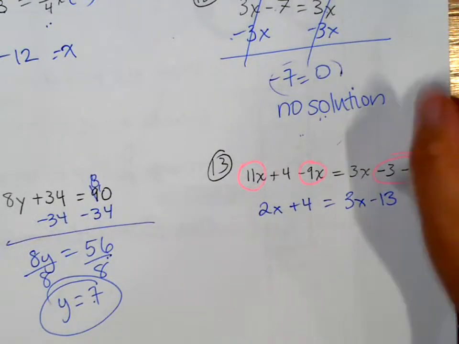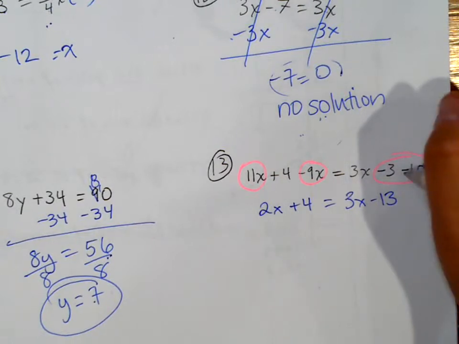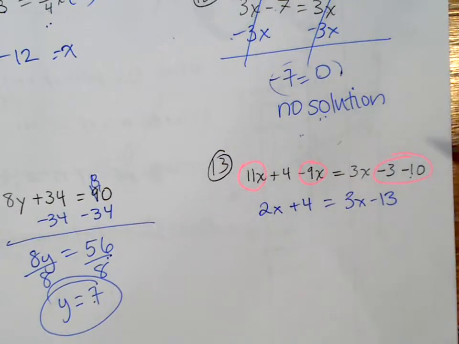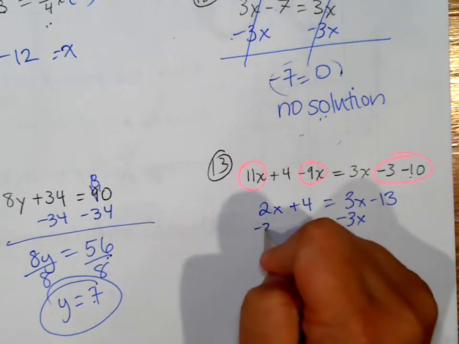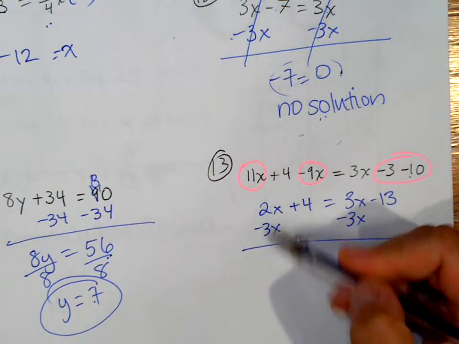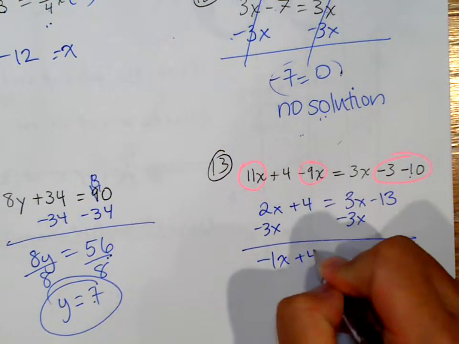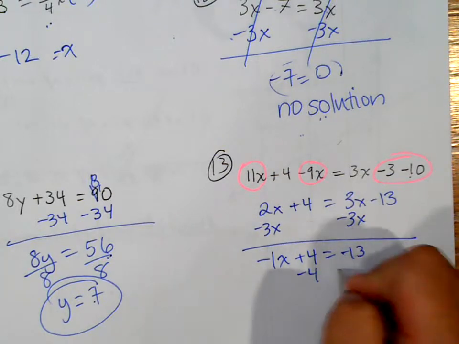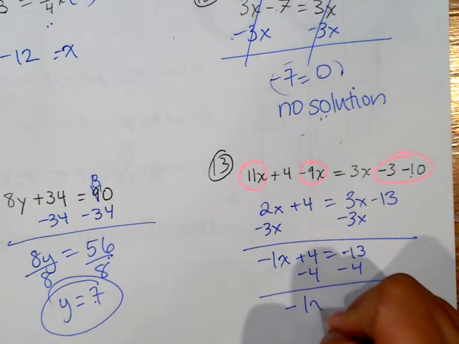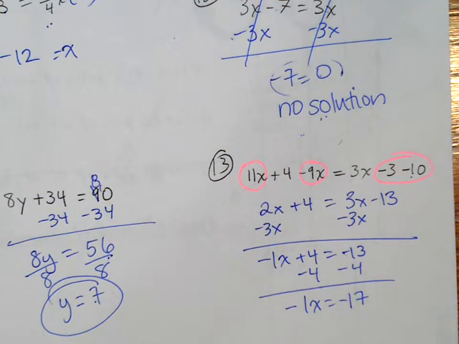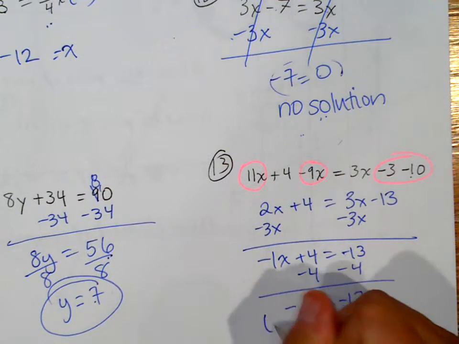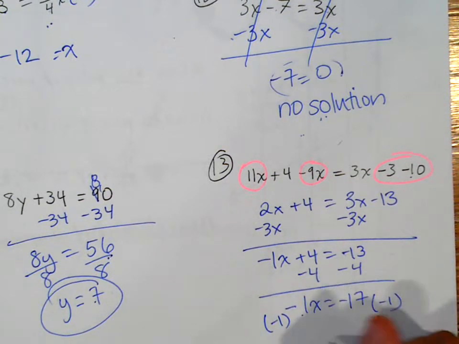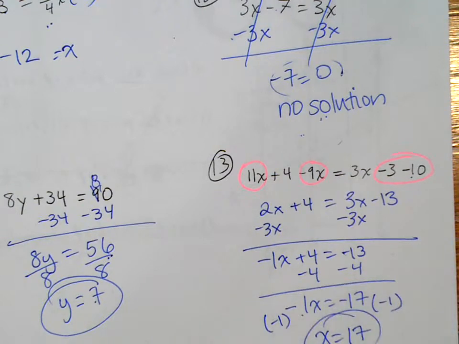Again, a lot of trouble with this stuff on the test, not the harder stuff. So careful with your negative numbers. And then I'm going to solve. So on this one, I'm going to subtract my 3x. Careful again with your negative numbers. That's -1x plus 4 equals -13. I'm going to subtract 4 to both sides. I get -1x equals -17. And then I can't have this here. So when I divide out my -1, x is equal to +17. All right.